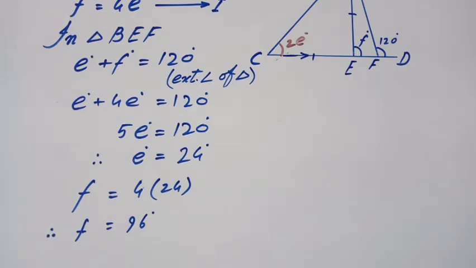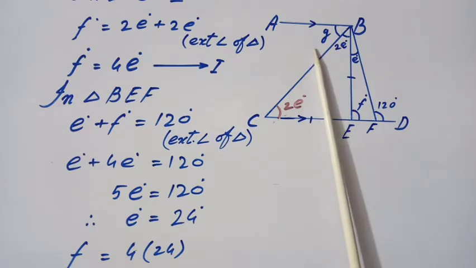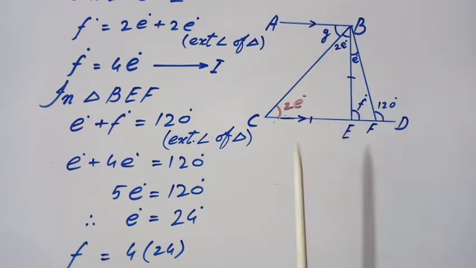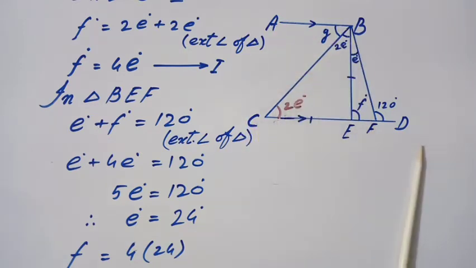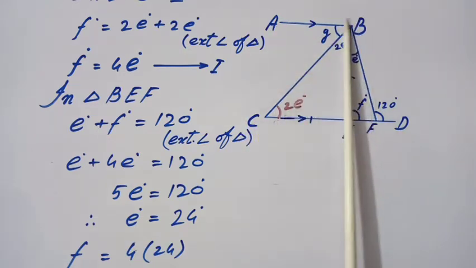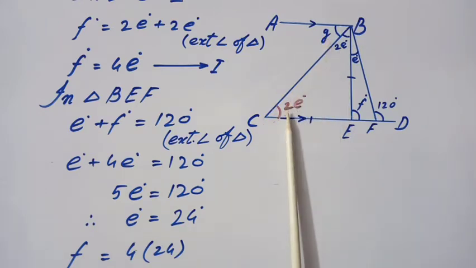Now we will do work for the next unknown G. The next unknown is this angle G. To find out this angle G, this AB is parallel to CD and BC is working as transversal, so G is equal to 2E. Don't you think that G is equal to double of 24?